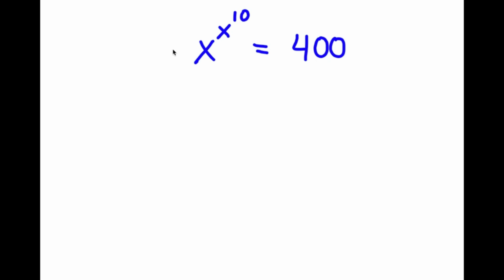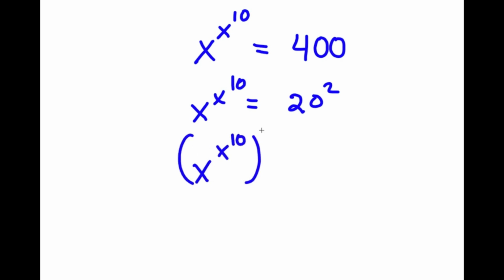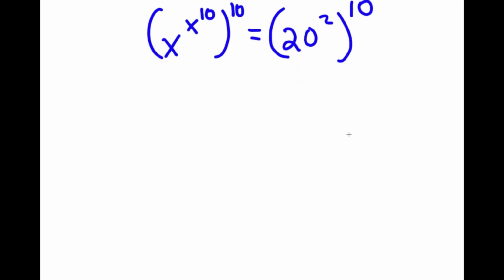Alright, so in this problem, I have x to the power of x to the power of 10 is equal to 400. So to start, actually, before that, I'm going to rewrite 400 as 20 squared. And now I'm going to take the power of 10 on both sides. So now I have x to the power of x to the power of 10, to the power of 10, is equal to 20 to the power of 2, to the power of 10.